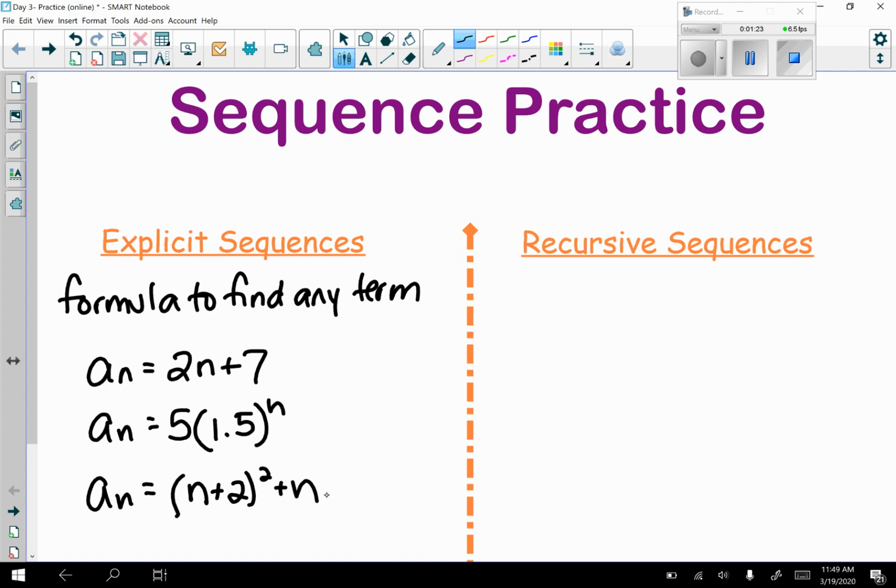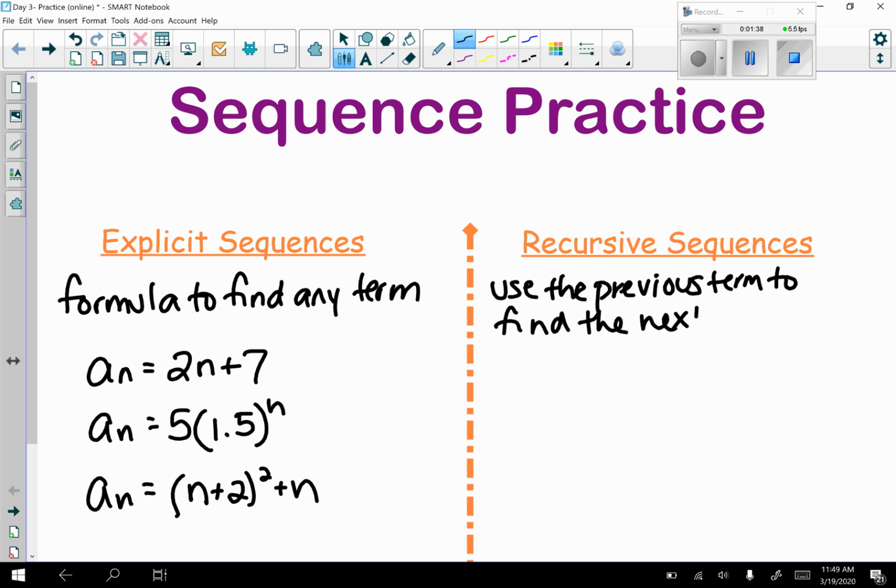Recursive sequences, you use the previous term to find the next term. So if I want to find the 15th term, I need the 14th term. And to find the 14th term, I need the 13th term, and so on. So these sequences can be arithmetic, geometric, or neither as well.